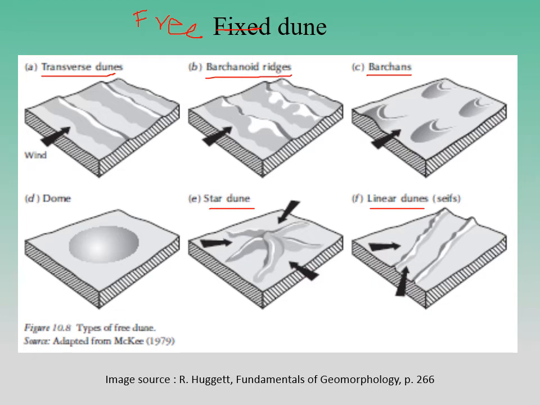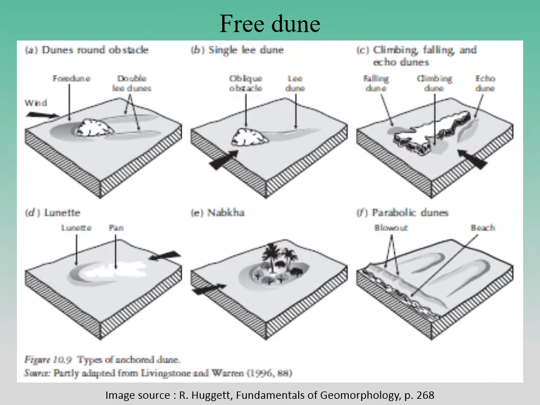The other type of dune is known as fixed dune. Sorry, here again a mistyping occurred. This is actually fixed dune. Now, in this fixed dune, the dune position after its formation is always fixed. It will not move with the moving air. Now, what are the different kinds of fixed dunes?